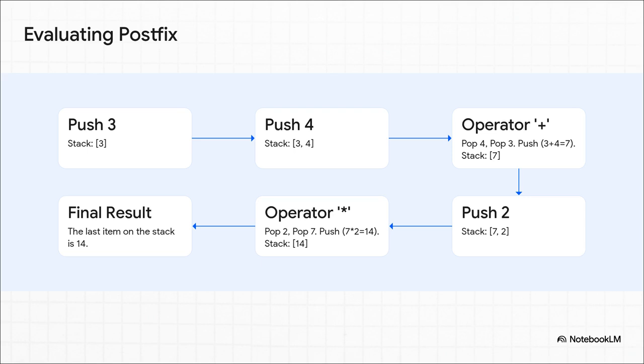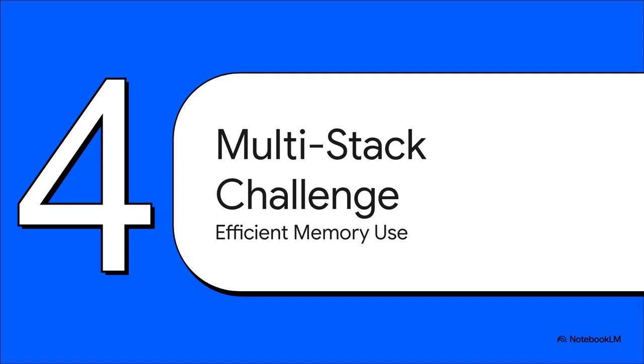Next up, it sees a 2 and pushes that on. So we have 7, 2. Finally, it sees the multiplication sign. It pops the 2, pops the 7, multiplies them, gets 14, and pushes that back. The last thing left on the stack is our answer, 14. Pretty cool, huh? Okay, so we've got the basics down solid.